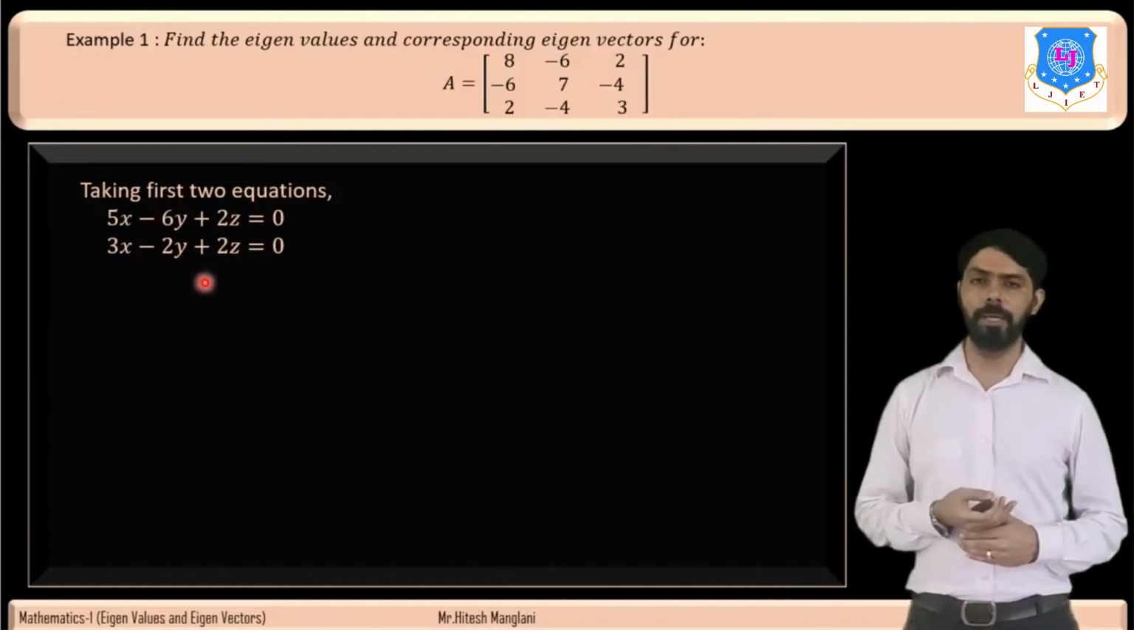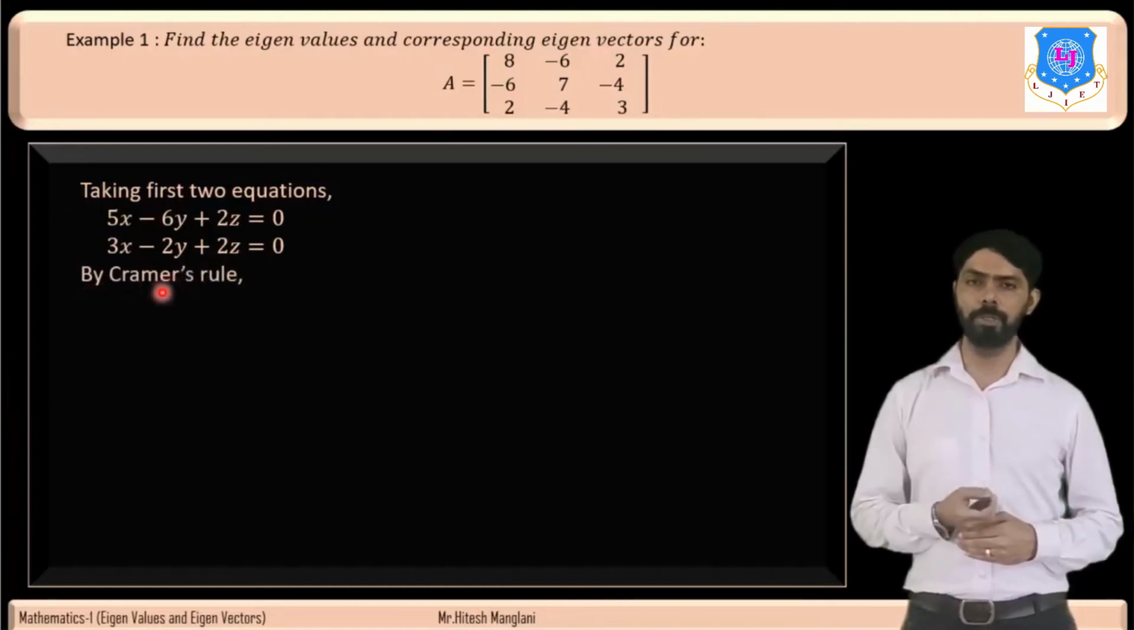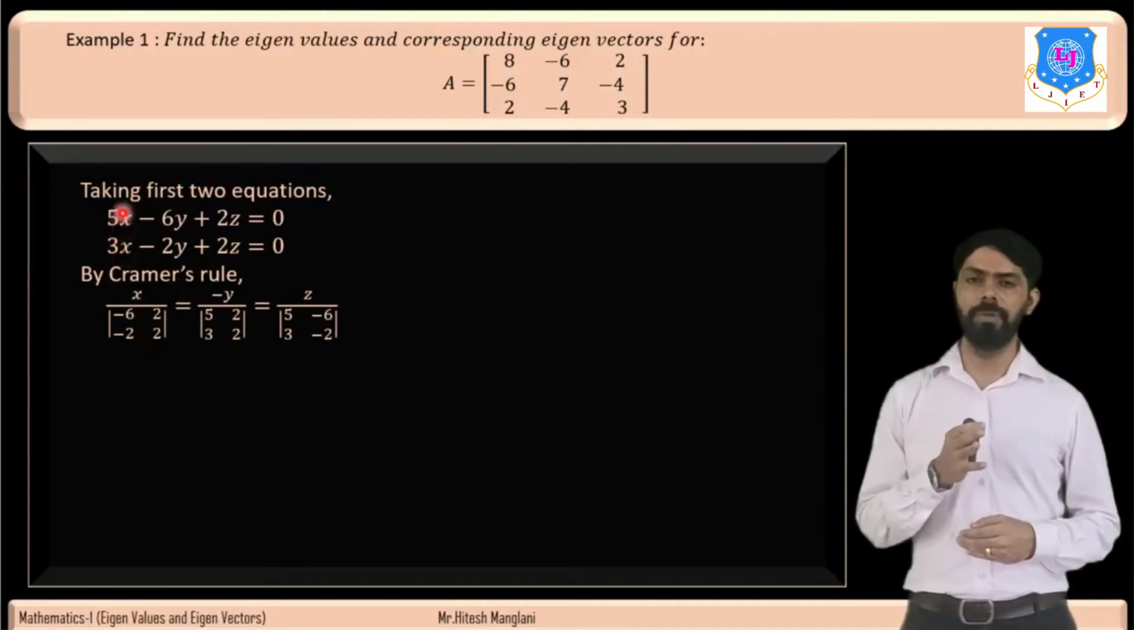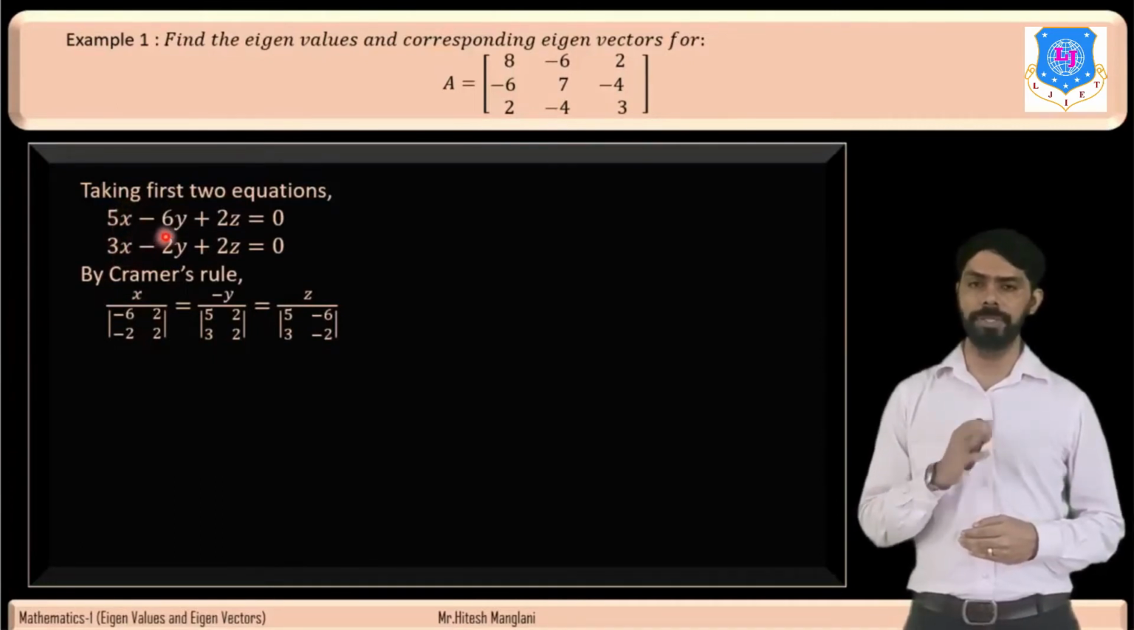Now here we will apply Cramer's rule. So by Cramer's rule, x divided by the determinant of minus 6, 2, minus 2. If we have to write for x, we hide x and write the coefficients of y and z.